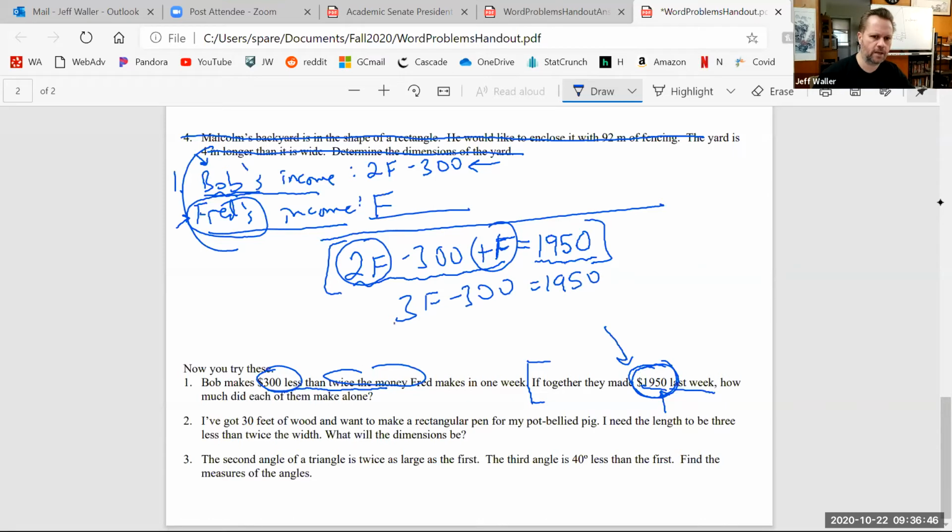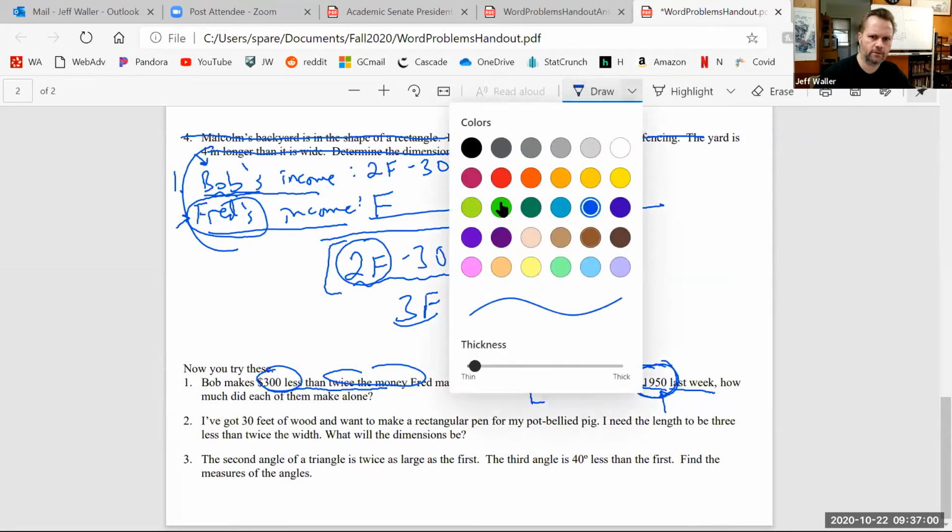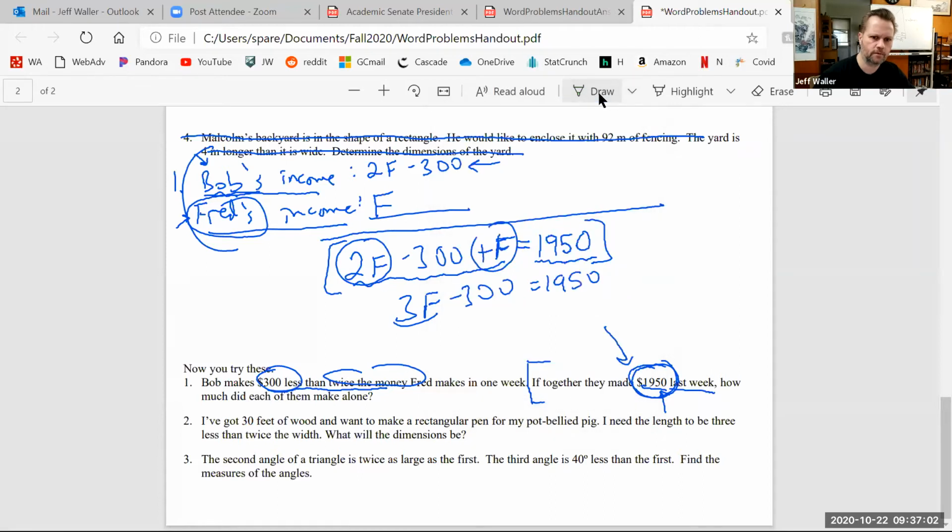All right, then here's my F term, right? So here's my F. So how do we get that piece by itself? Add 300 to the other side. 300. I like it. I'm not good at color coding stuff, but oh well. So we add plus 300. Oh, that's fluorescent green. I like it. Trying to be all nifty. So 3F equals 2250.